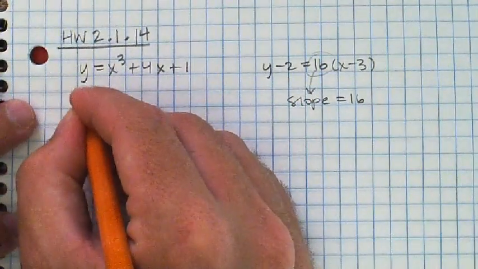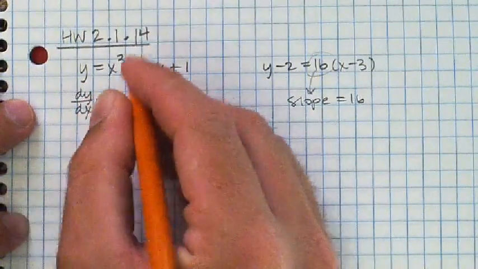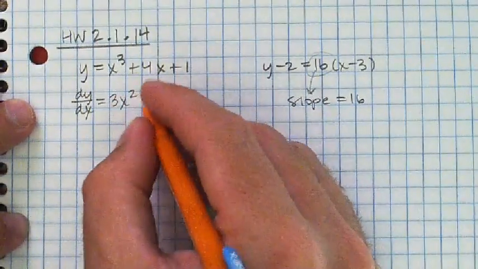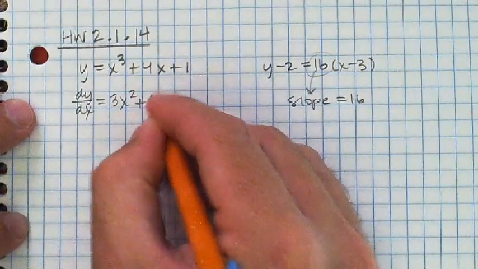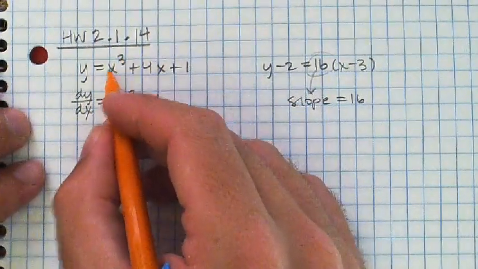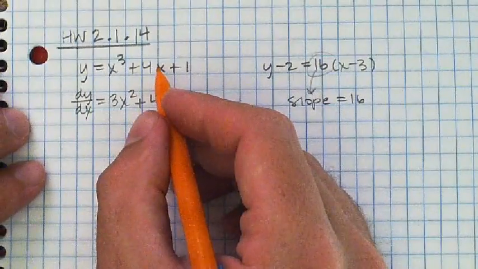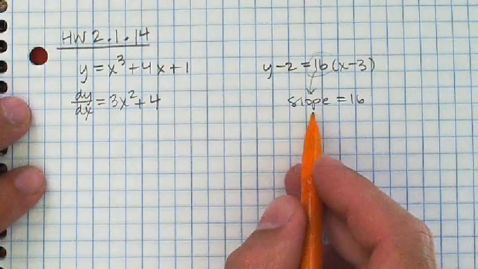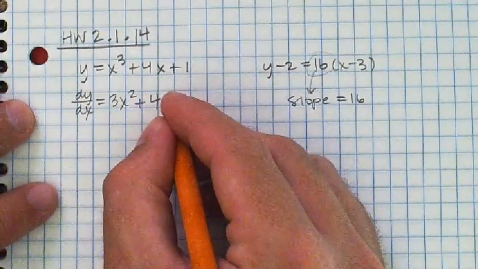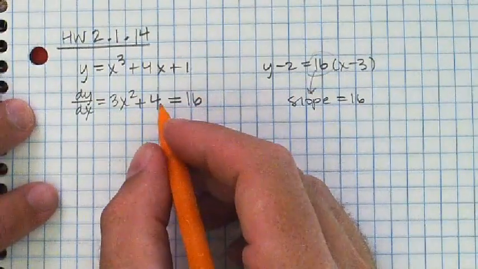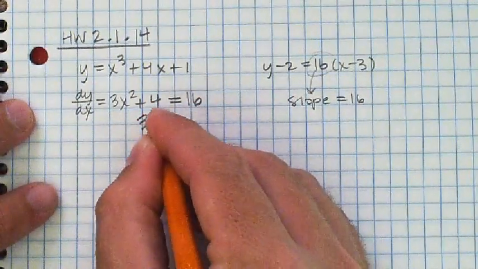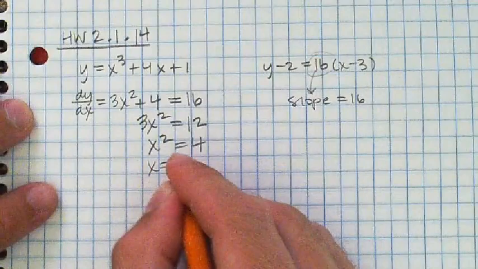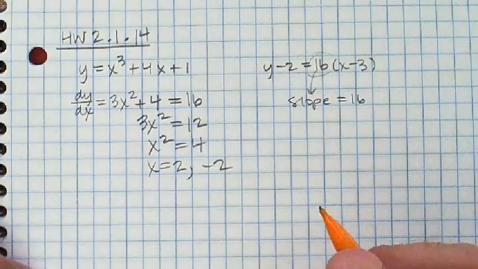Anyway, dy dx is going to be, you multiply the power, reduce the power by 1. 3x to the 2 plus 4x to the 0 plus 0. So I need this slope to equal 16. I'm going to find that that's going to happen at the places where 3 times x squared is equal to 12, which is where x squared is equal to 4, meaning x is either equal to 2 or x is equal to negative 2.